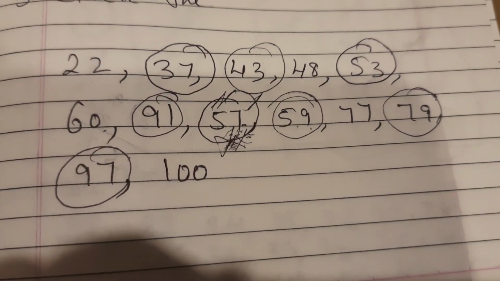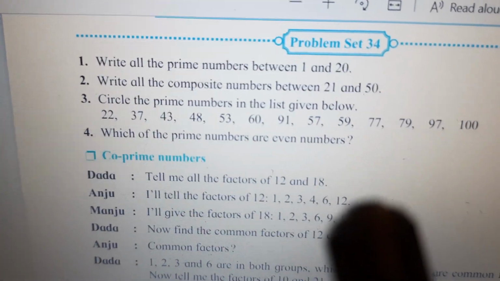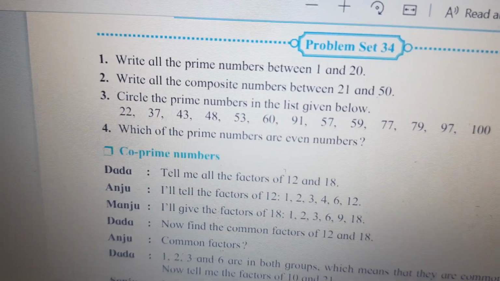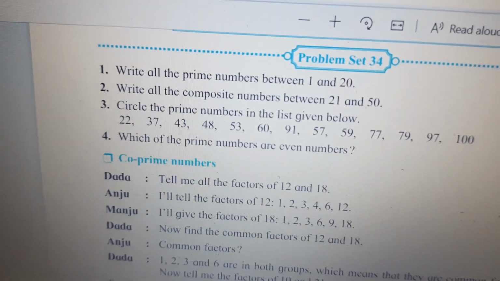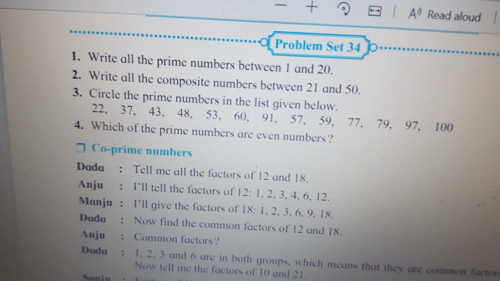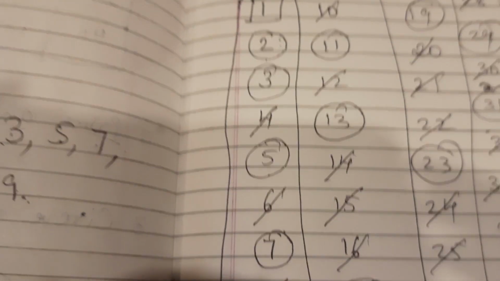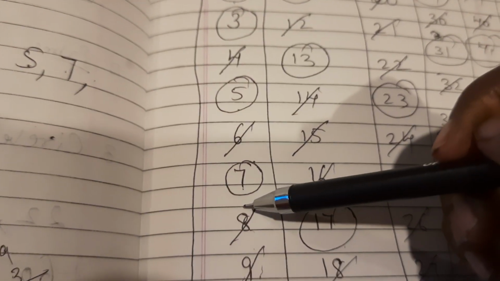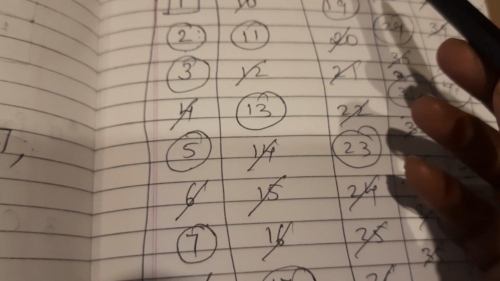It's divisible by 3. Now fourth and the last question for this video, which of the prime numbers are even numbers? Purposely to confuse you, they have said which of the prime numbers are even prime numbers. There are not many prime numbers, children. There is only one prime number which is even, and that is 2. 2 is the only even prime number. You can see here all the other prime numbers are odd numbers. You know what are odd numbers, no?